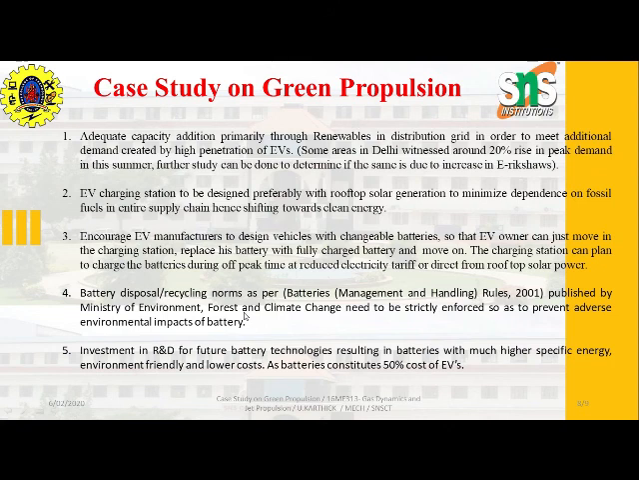And the last one is investment in R&D for future battery technology, resulting in batteries with much higher specific energy, environment friendly and low cost. Because in our EV vehicles, almost 50% of the cost is due to the EV battery, which means we need to minimize the cost of the batteries. So these are the points to be noted while we are having e-vehicles.